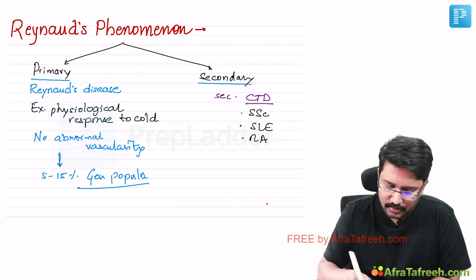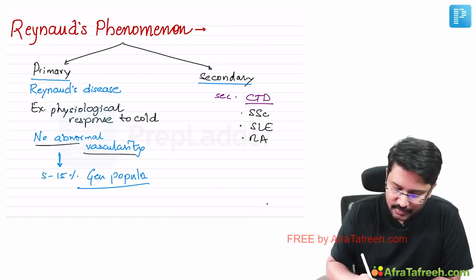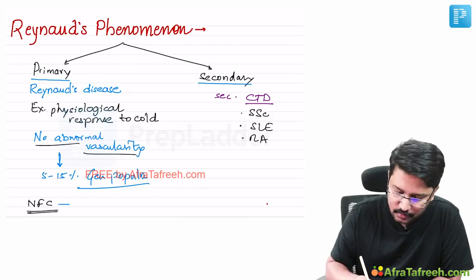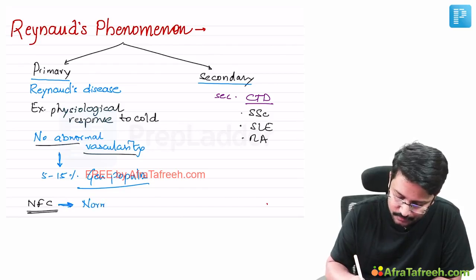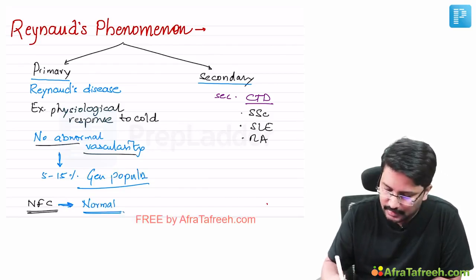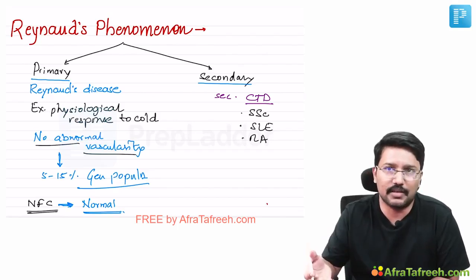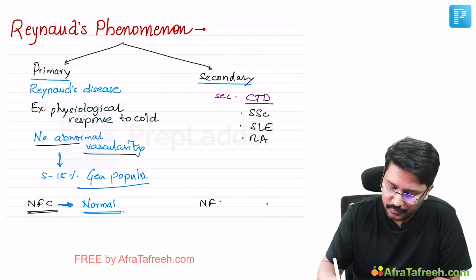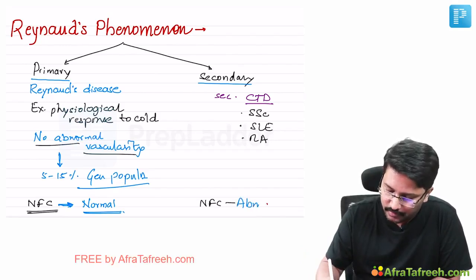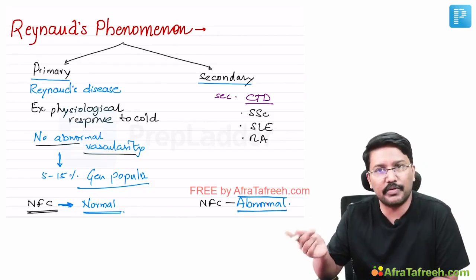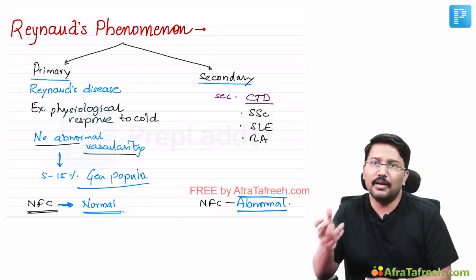I have already told you that there is no abnormal vascularity, so we are expecting the nail fold capillaroscopy, the test that is done to distinguish between these two types of Raynaud's phenomenon, to be normal, right? Normal. In case of secondary Raynaud's phenomenon, it is because of vascular destruction, and thus the nail fold capillaroscopy will be abnormal. Now you should tell me, what do we expect in case of systemic sclerosis? The nail fold capillaroscopy will be normal or abnormal? Obviously, it is going to be abnormal.